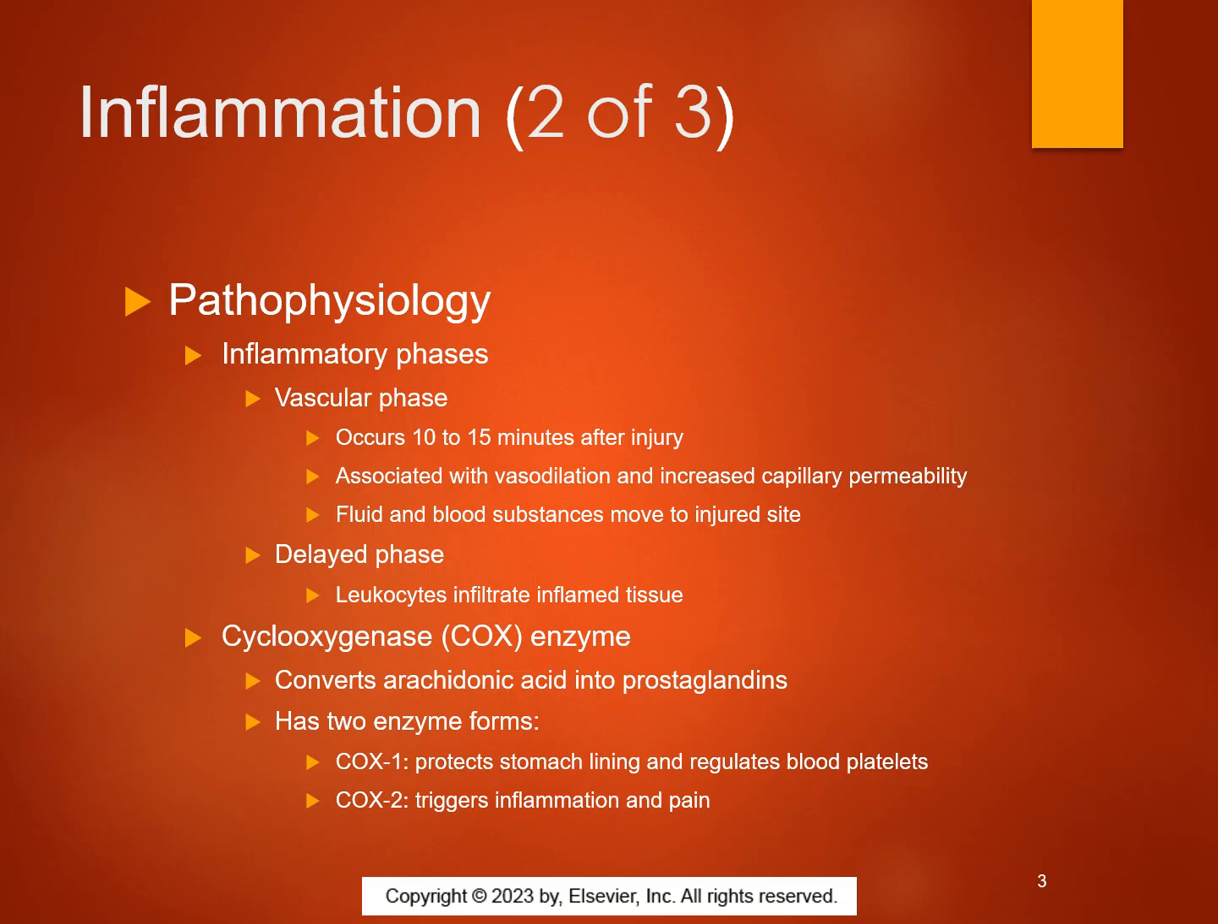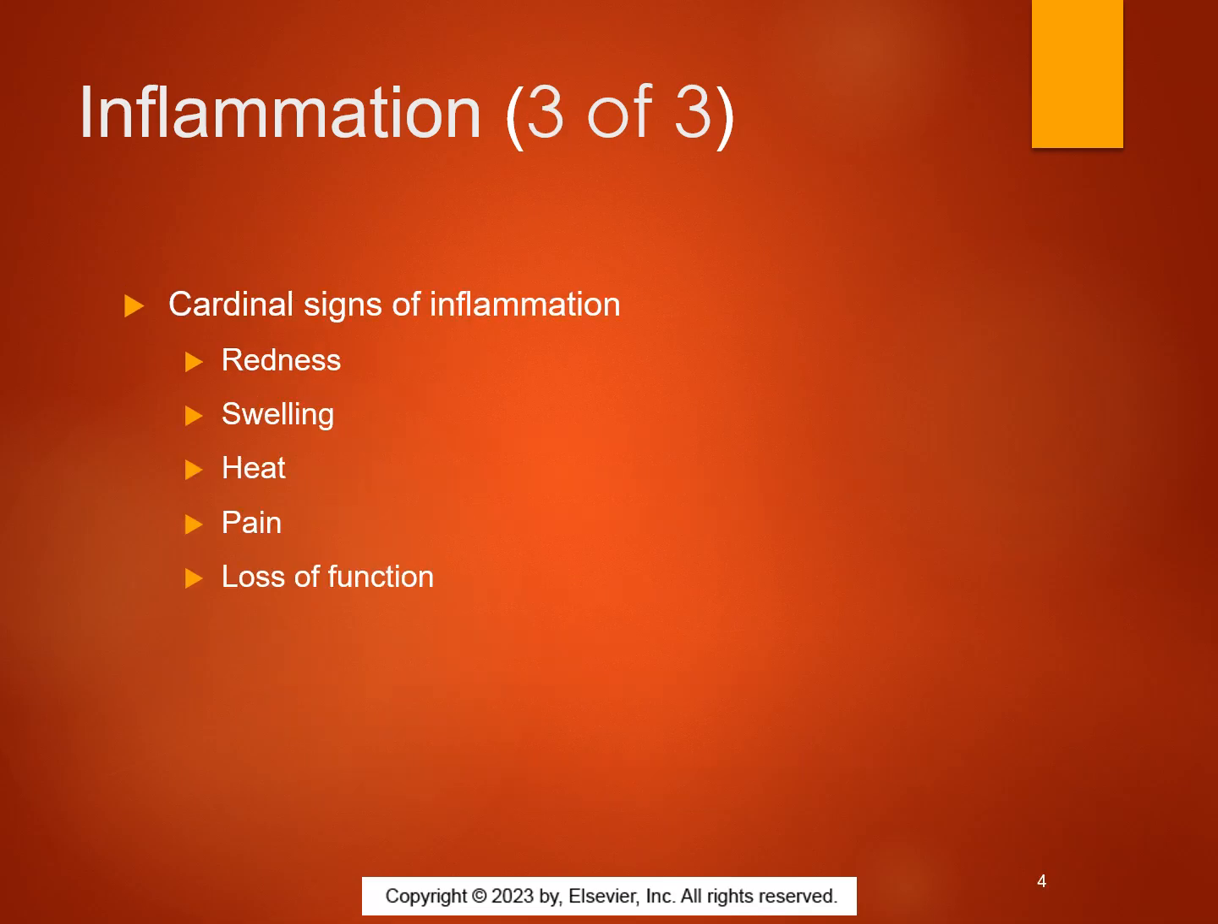So when COX-1 is blocked, what's at risk? Okay, so if COX-1 protects the stomach lining and supports platelet function, then you may see gastric bleeding, renal injury, or platelet inhibition or increased bleeding risk. So real briefly on this slide, the cardinal signs of inflammation, as you should know very well, are redness, swelling, heat, pain, and sometimes loss of function.